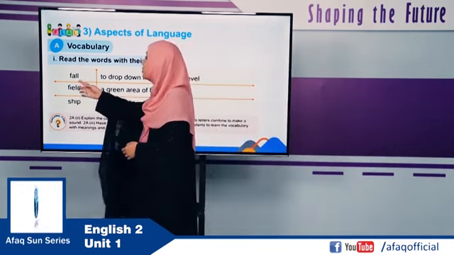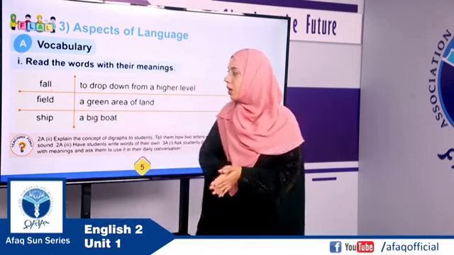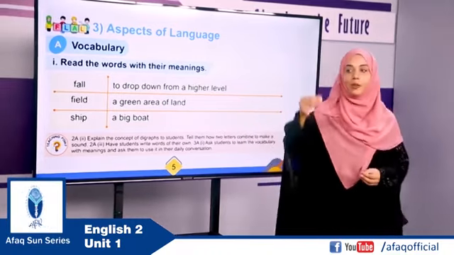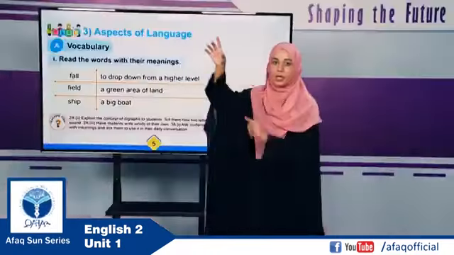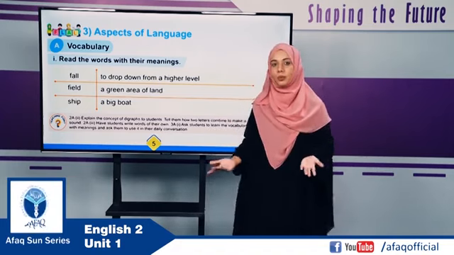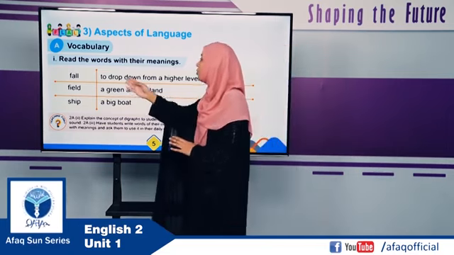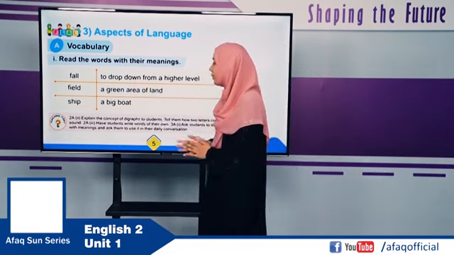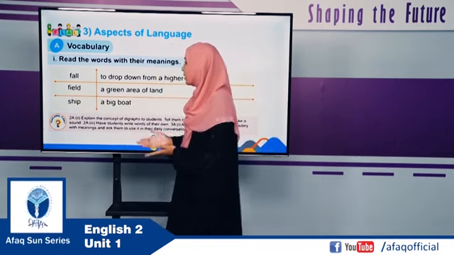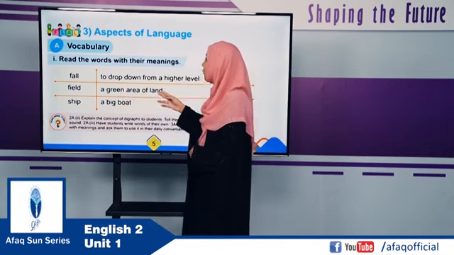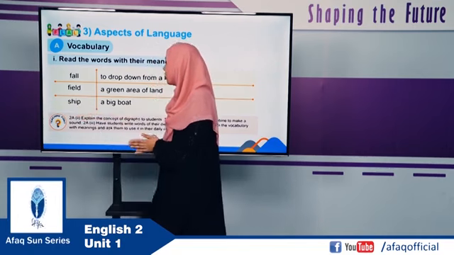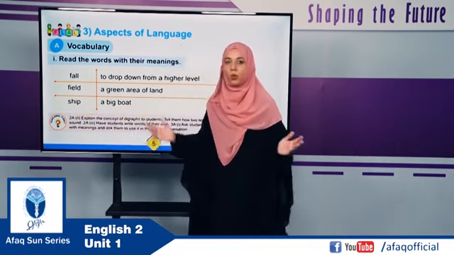The first word is fall. What is the meaning of fall? To drop down from a higher level. For example, if I drop a pen from over here onto the floor, then we will say that the pen fell down. So, fall means to drop down from a higher level. The next word is field. What is a field? A green area of land. And the third word is ship. What is ship? Ship is a big boat.